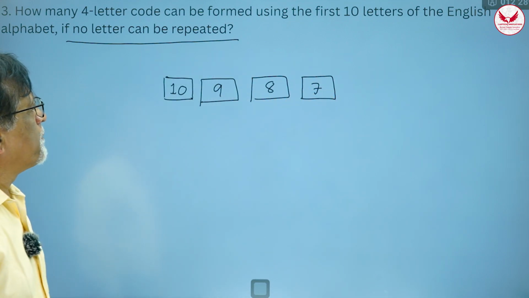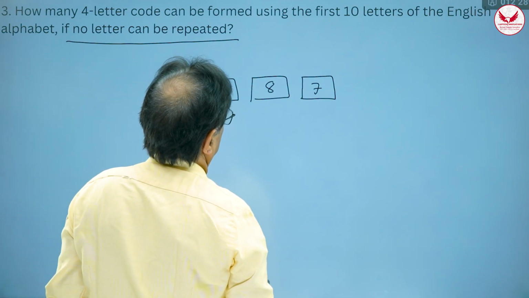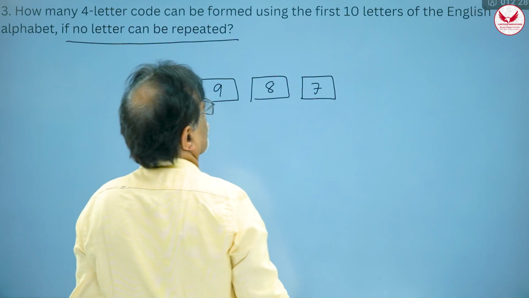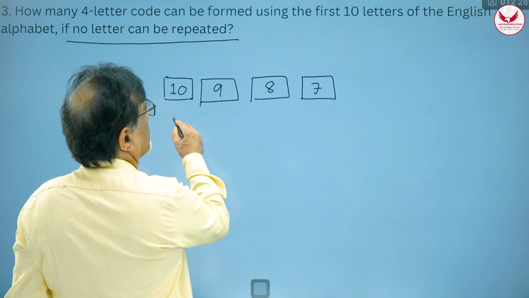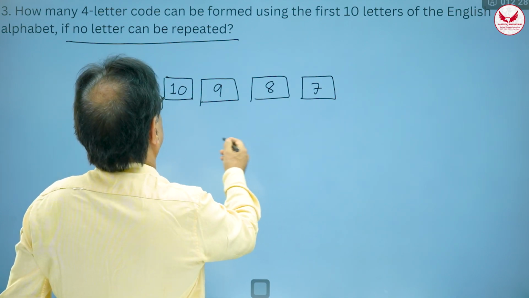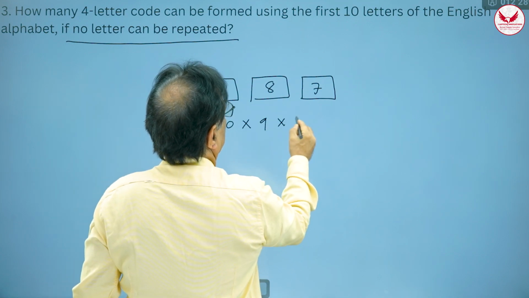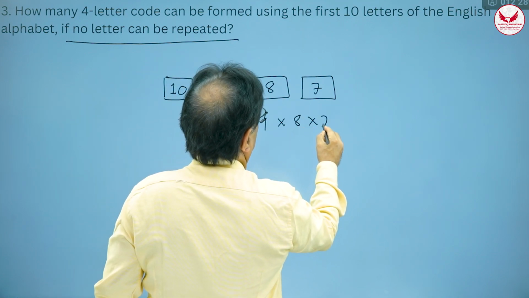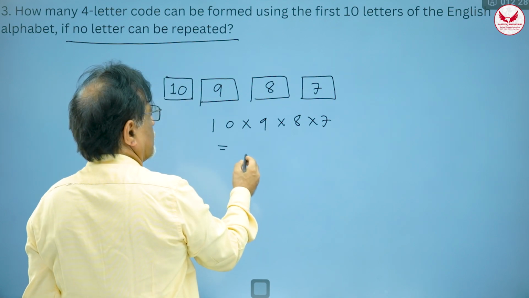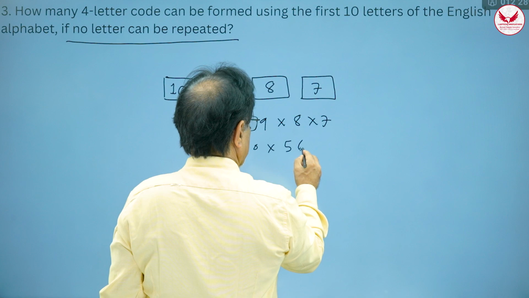So the first job can be done in 10 ways, the second job in 9 ways, the third job in 8 ways, and the last job in 7 ways. And by using the multiplication principle, why? Because all these jobs are to be done simultaneously. So the answer will be 10 multiplied by 9 multiplied by 8 multiplied by 7, which turns out to be 90 multiplied by 56, correct?